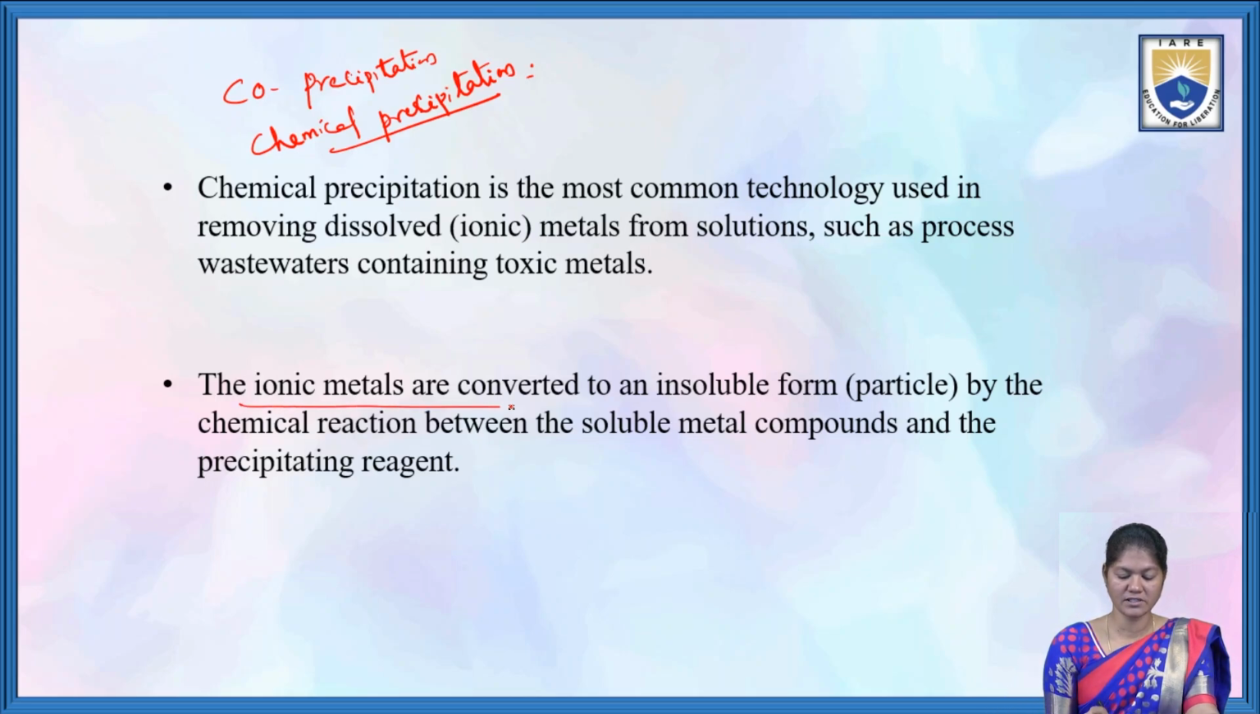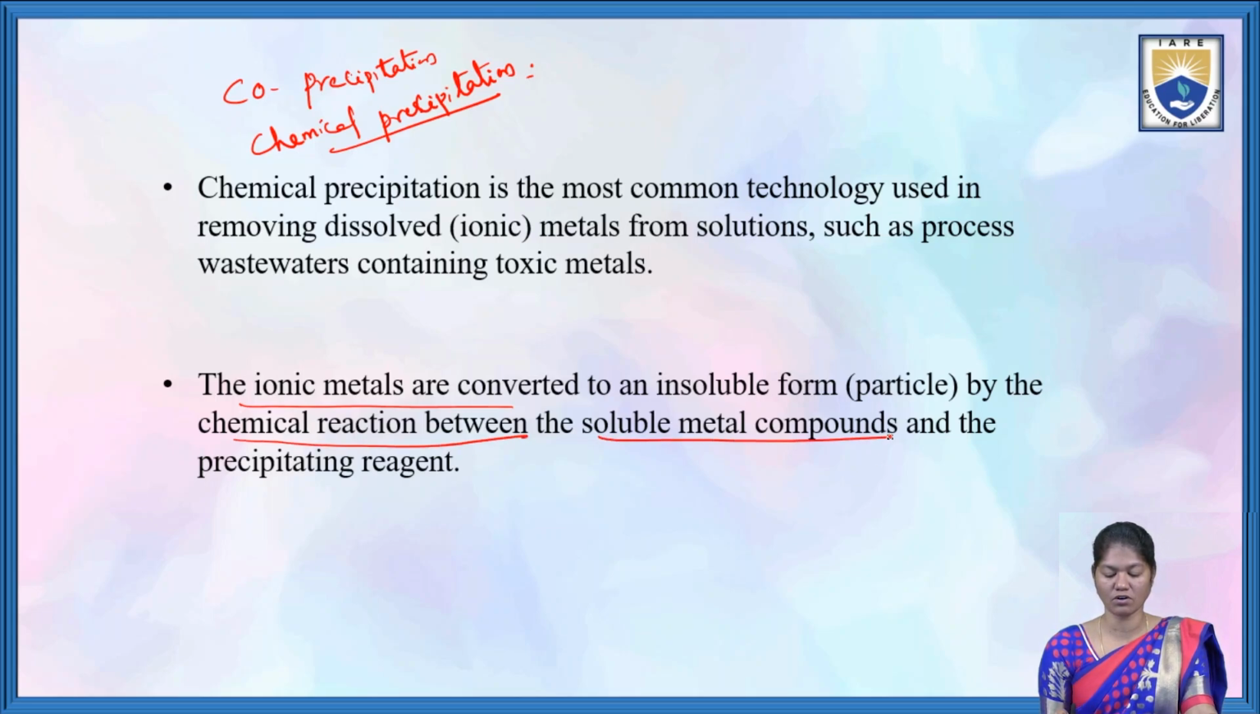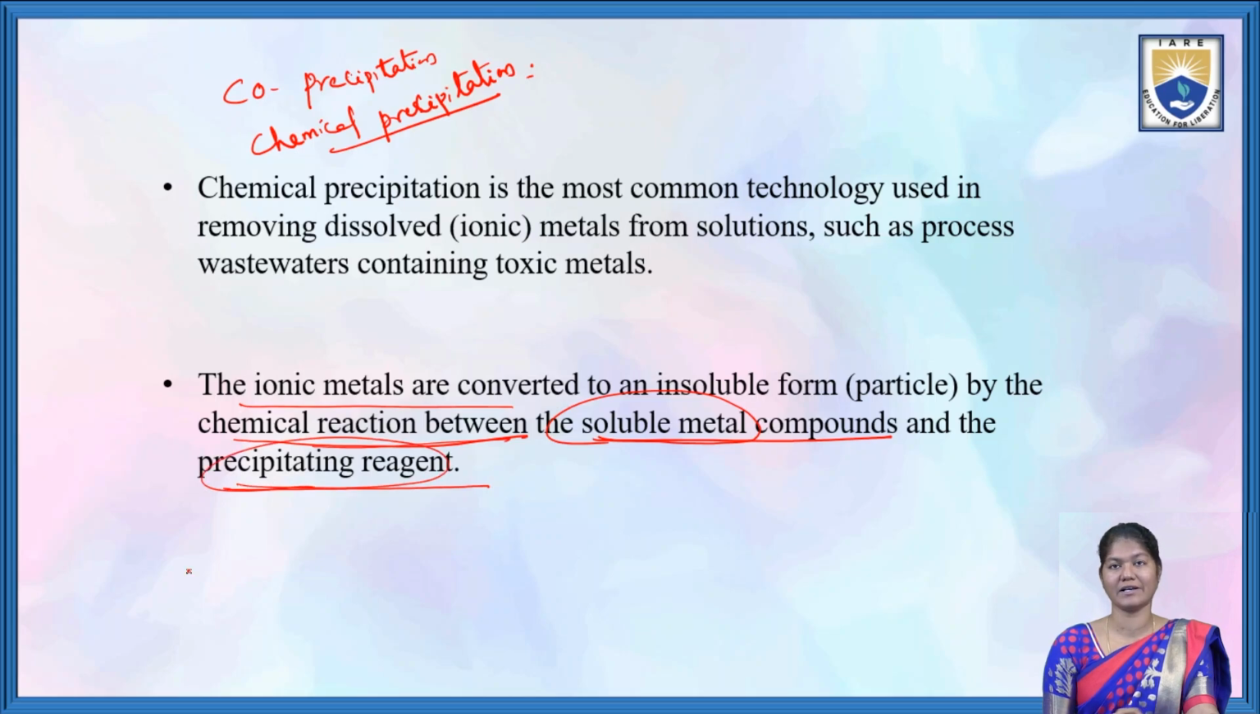The ionic metals are converted to an insoluble form, that is particle form, by the chemical reaction between the soluble metal compounds and the precipitating reagent.